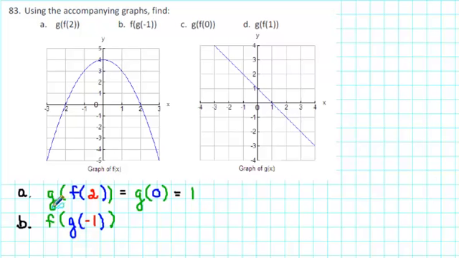For part B, we're asked to find f of g of negative 1. So first of all, we'll evaluate g of negative 1 using the graph of g. When x is equal to negative 1, we see that the corresponding function value of g is 2. So we substitute 2 for g of negative 1. Now we use the graph of f to find f of 2. f of 2 is equal to 0. Therefore, f of g of negative 1 is equal to 0.